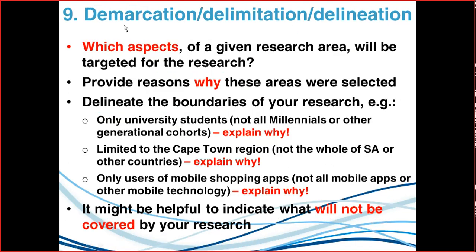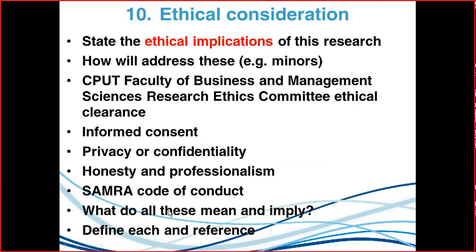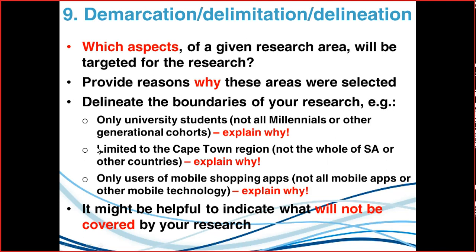Then you have demarcation or delimitation. Which aspects of the research area will you target for your research? Provide reasons why these areas are selected. So what are the boundaries of research? E.g., you're only looking at university students, not all millennials. Explain why. You're limited to Cape Town, not the whole of SA or other countries. Why? You're only looking at mobile shopping apps. Why not others? Sometimes it's helpful explaining what will be covered. So you're creating the boundaries of your research.